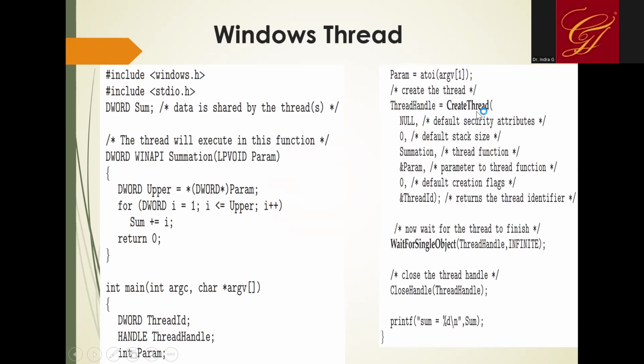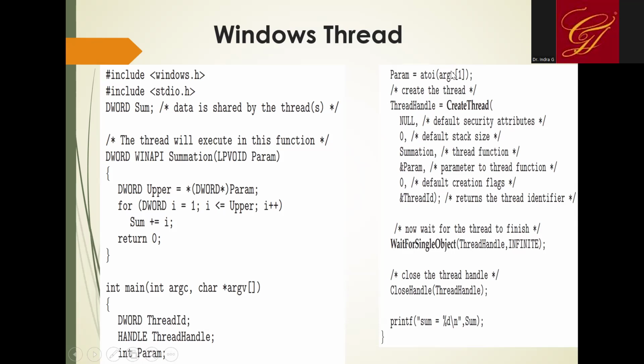This method is associated with the type HANDLE. So you create an object of type HANDLE, that is, ThreadHandle is the object, and it is assigned here. ThreadHandle is equal to CreateThread, which takes all the arguments here. The NULL is nothing but the default security attributes. The default stack size is 0, and you're calling the thread function there. The parameter of the thread function is passed as the next argument. The default flag is given as 0. And you're returning the thread identifier as the last argument in the CreateThread method.